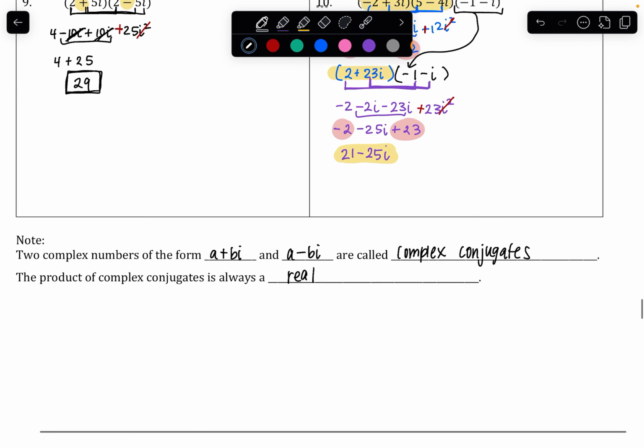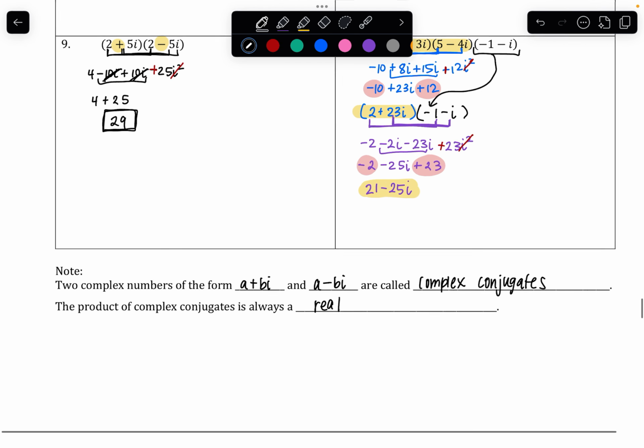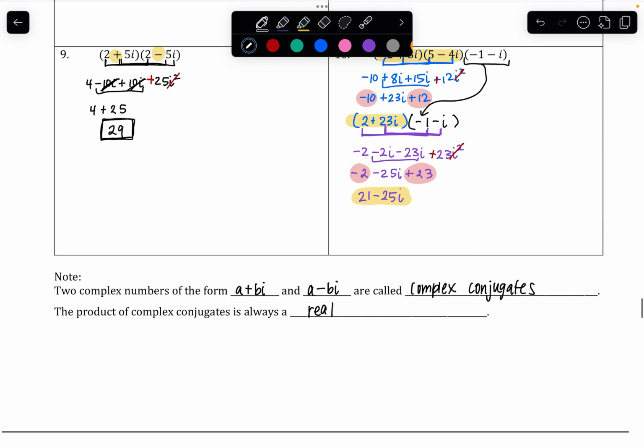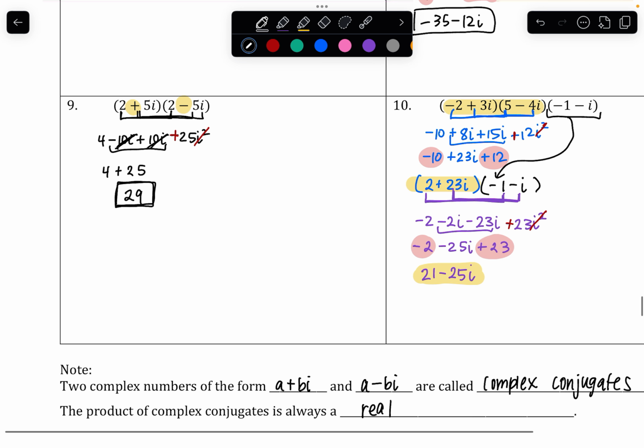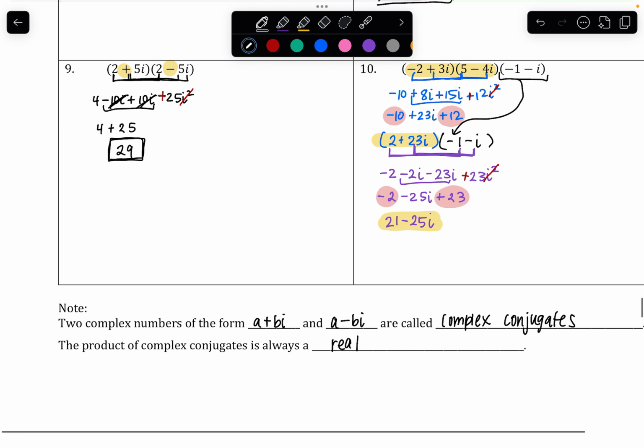So complex conjugates are pretty important. They're used a lot in math in order to turn a denominator into a real number, and so you'll experience a lot of that when you get to pre-cal.